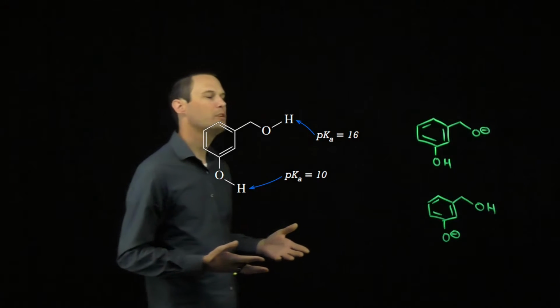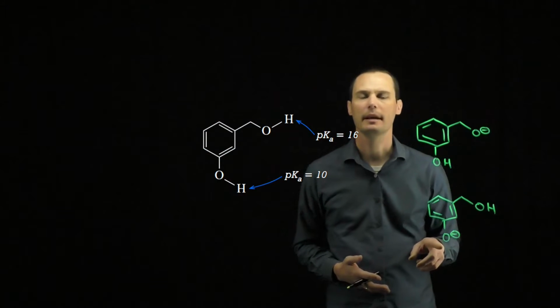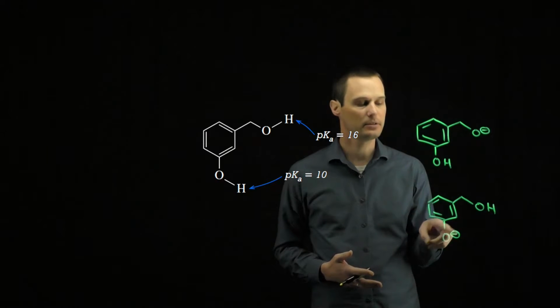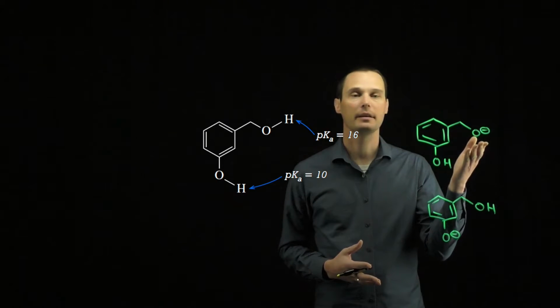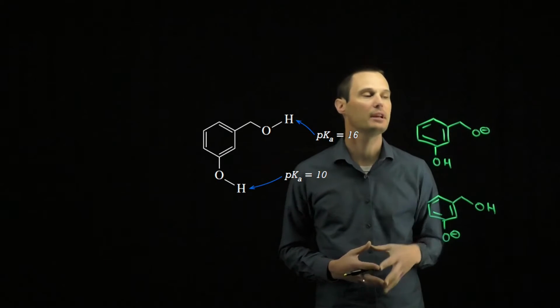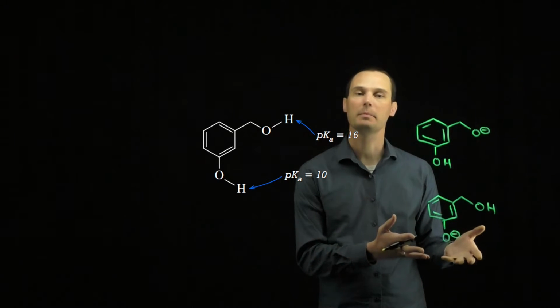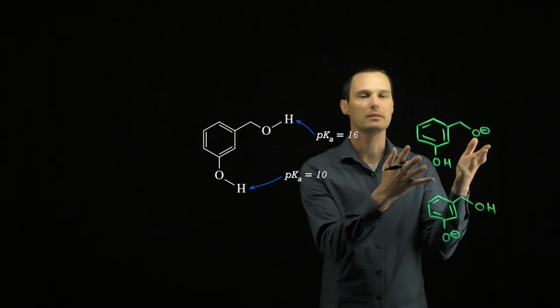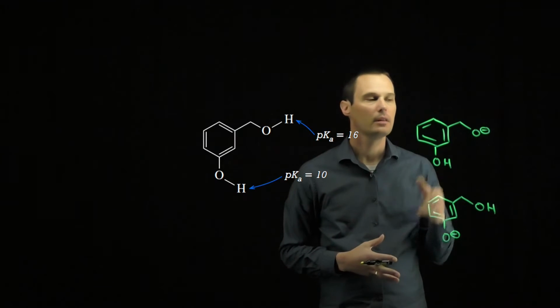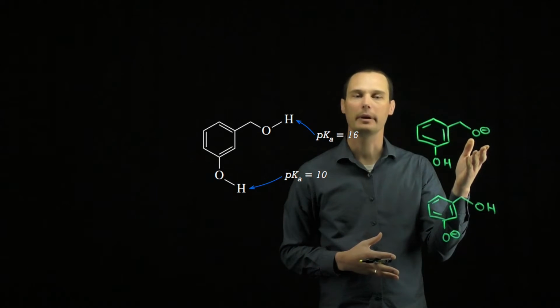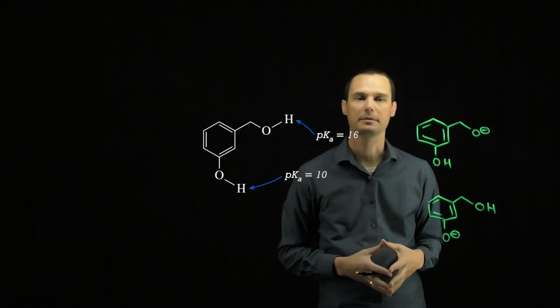If we look at the two conjugate bases, this oxygen's negative charge can be stabilized by resonance through the ring. The negative charge on the oxygen here cannot be stabilized by resonance. By stabilizing this negative charge by resonance, we make this base more stable, and this base is less stable by comparison. The less stable base is a stronger base. The more stable base is a weaker base.